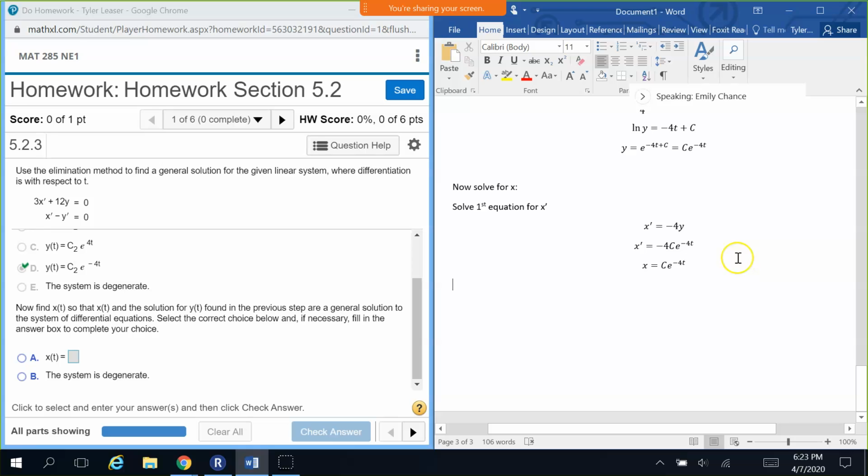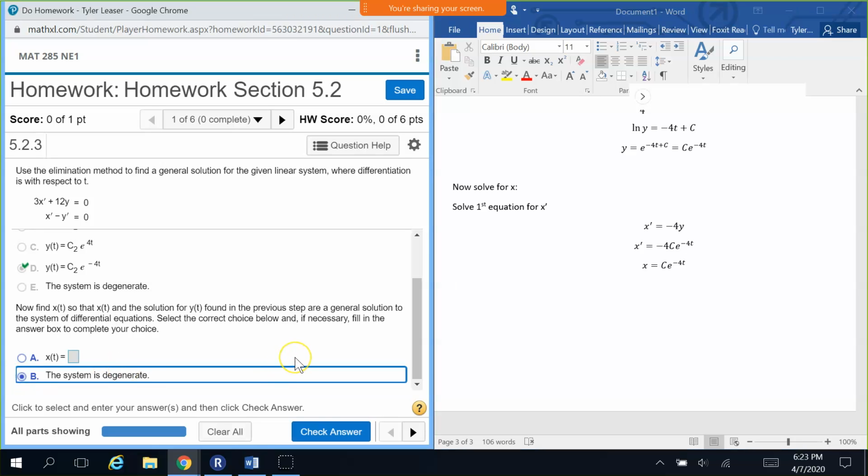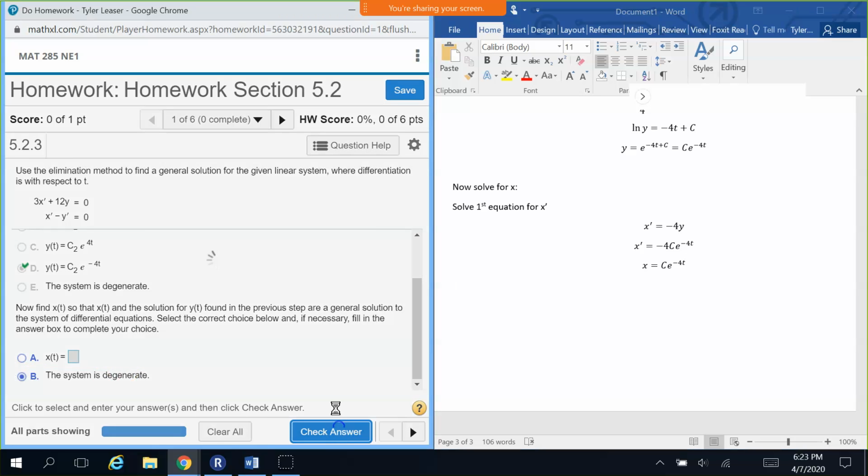All right, so what we found is that y was a constant e to the negative 4t. X is a constant e to the negative 4t. And when the two equations come out to be the exact same thing, I think that's when the system is degenerate. Okay. Let me double check. Oh, no, it's not. All right, sorry.